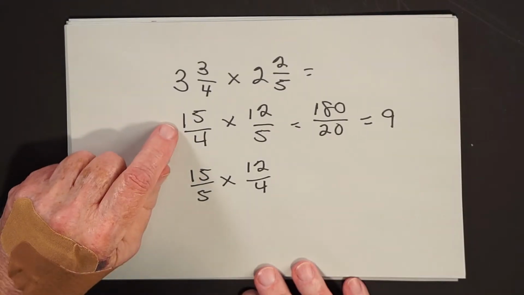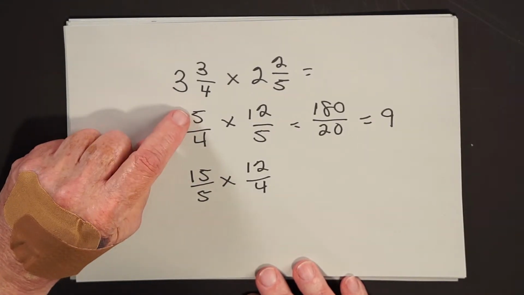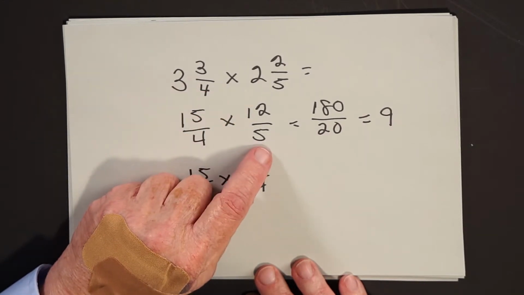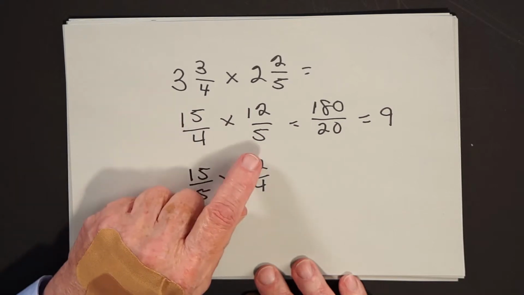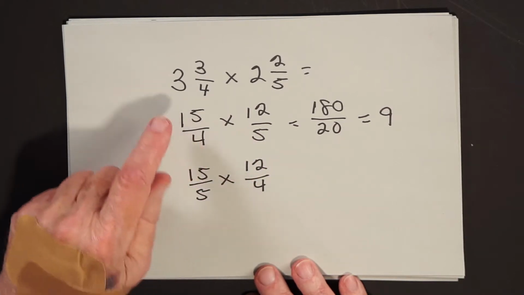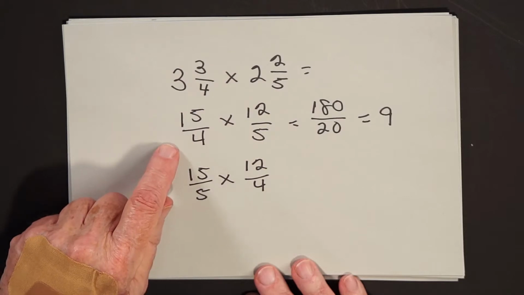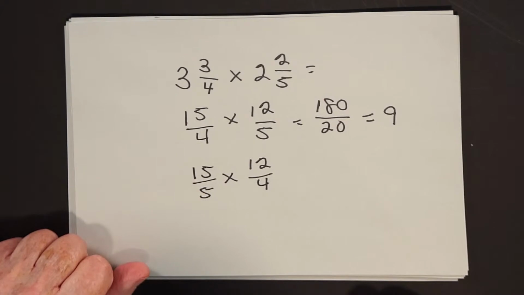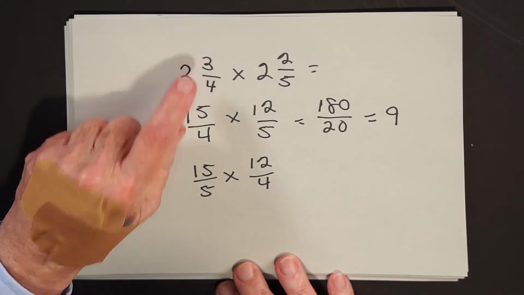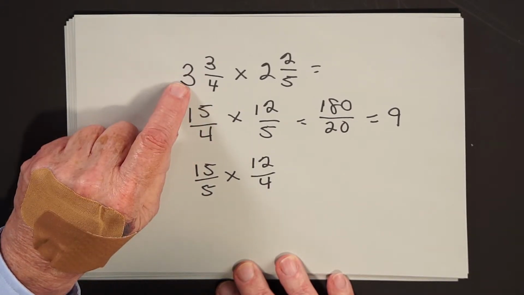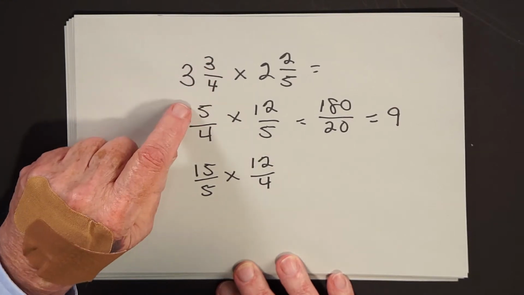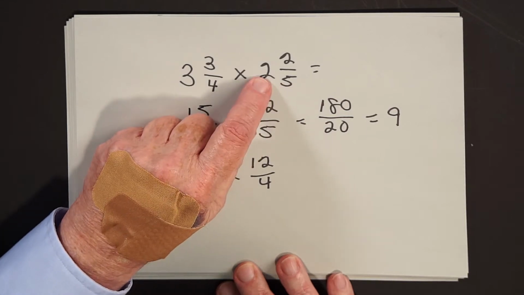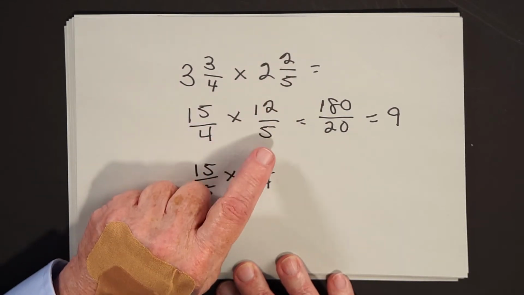One way to solve this problem is the old-fashioned way. Just convert each of the mixed numbers to an improper fraction, and then since we know how to multiply fractions, we'll just solve the mixed number problem as a fraction problem, and just get what the answer is, and we'll just see how it works out. So another name for 3 3/4, 4 times 3 is 12, plus 3 is 15. This would be 15/4, okay? 5 times 2 is 10, plus 2 is 12, so this would be 12/5.